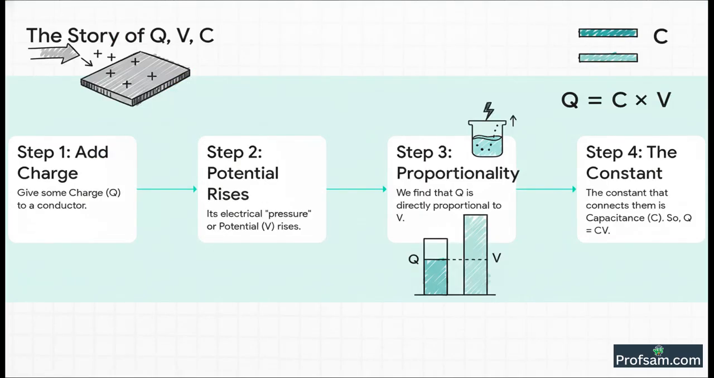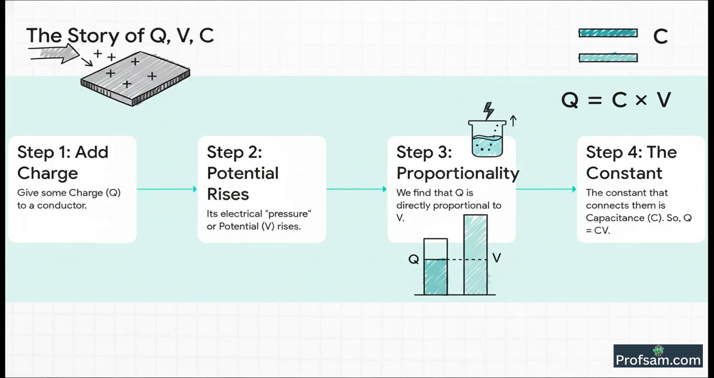Step 1, we start putting some charge onto a conductor. Simple. Step 2, as we add more and more charge, the electrical pressure, the potential, starts to rise. Just like pouring more water makes the water level go up. Step 3, now what we observe experimentally is that the charge Q is directly proportional to the potential V. Double the charge, you double the potential.